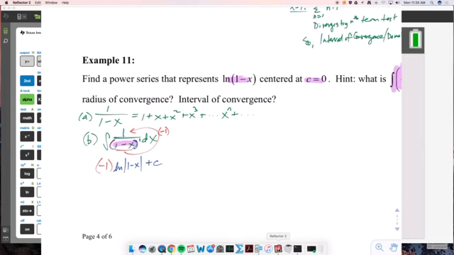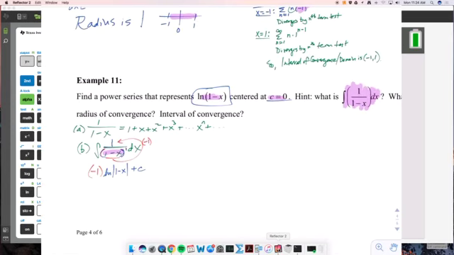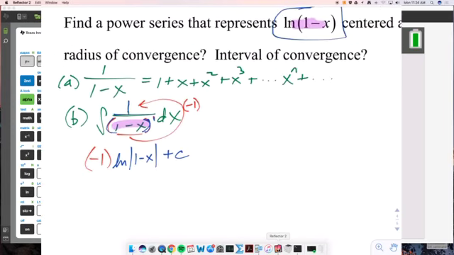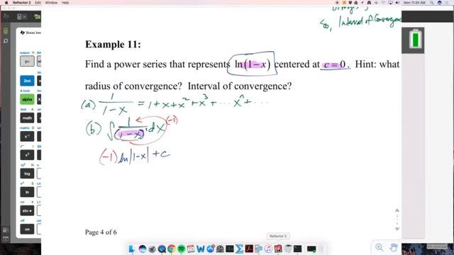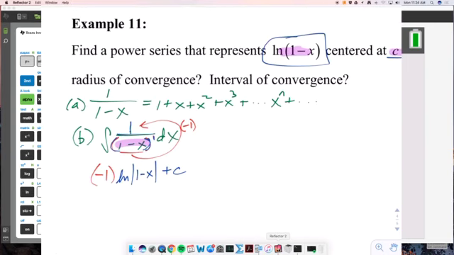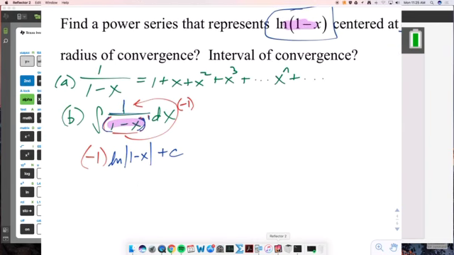All right, so now it might say to use your result to find a power series that represents this centered at 0. Centered at 0, okay? So let's see. If I could take the integral of the power series, it should represent that right there. Natural log of 1 minus x. Okay, I could do that.